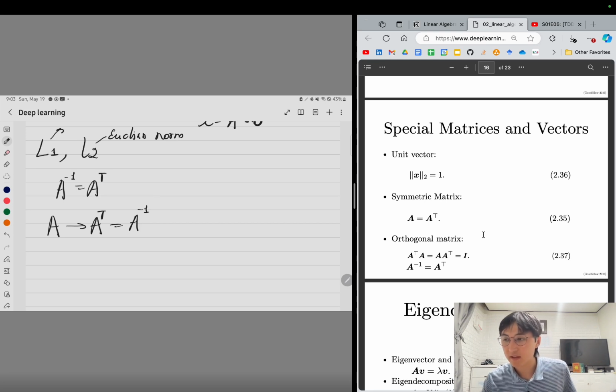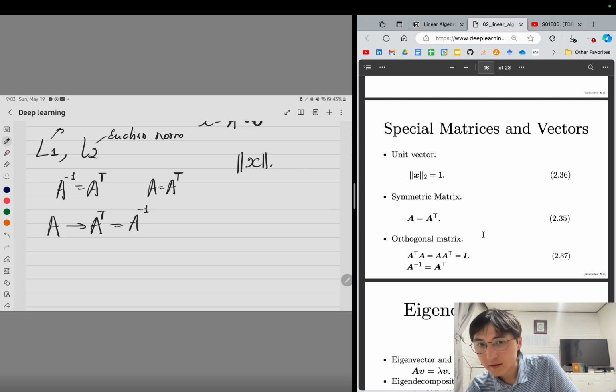Symmetric matrix is that A equal to A transpose. That's all. I don't have another comment for that one. And unit vector. It means that the length of this X vector is equal to 1. This 2 notation means norm. If the L2 norm of this X is equal to 1, then we call it a unit vector.